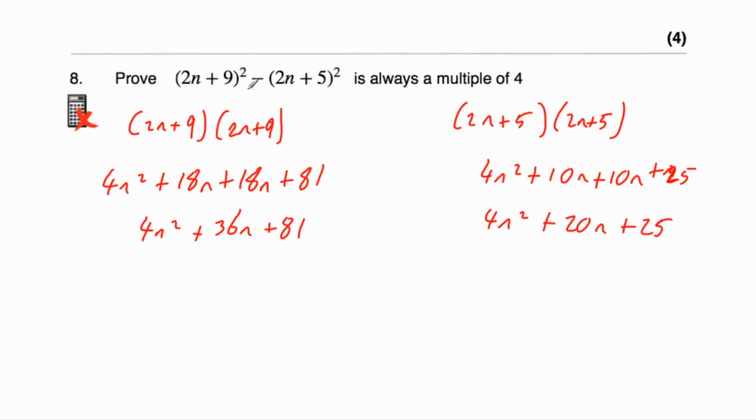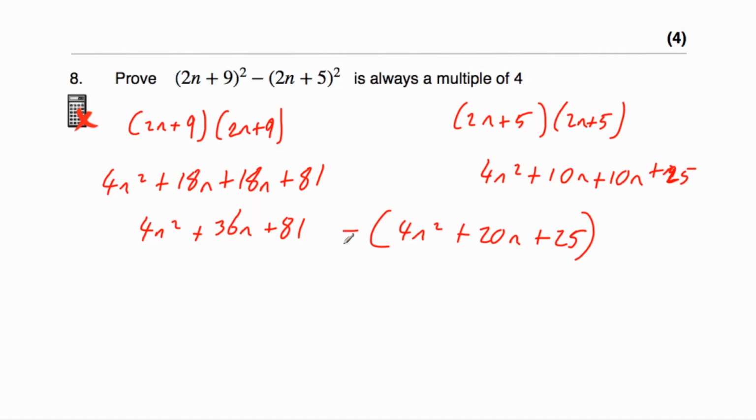Now the question asks us to take away our result, so we're going to take this away from this and show it's a multiple of 4. So let's just move it over a little bit. Okay, so we've just moved it over a little bit and let's take away all of this. And it's very important we put it in a bracket because we're taking away everything. If we were just to put a take away and then write our 4n squared plus 20n plus 25, we'd only be taking away the 4n squared and adding 20n and adding 25, but we need to show that we're taking away all of it.